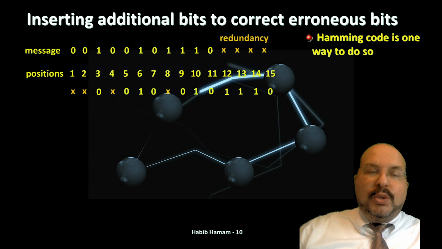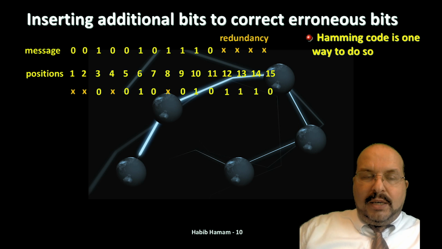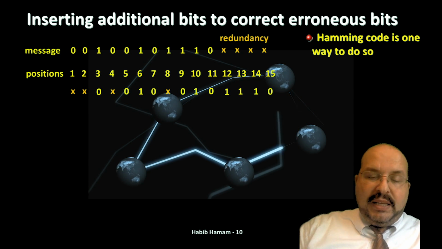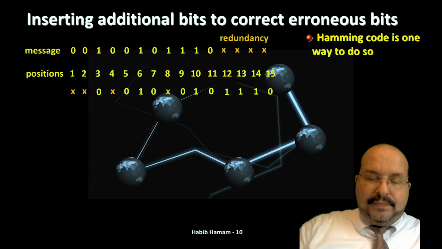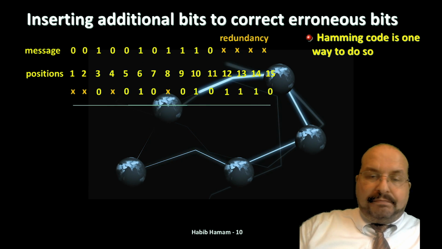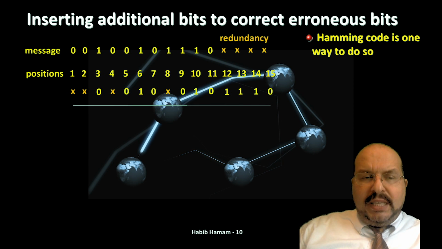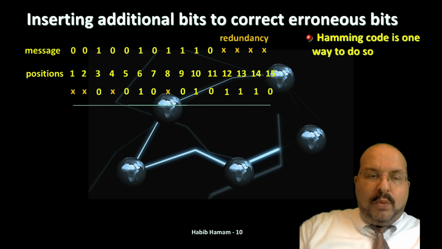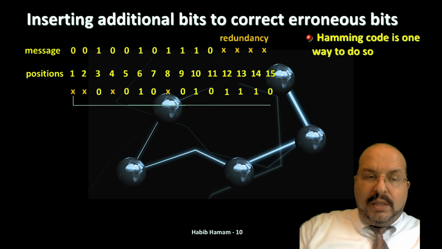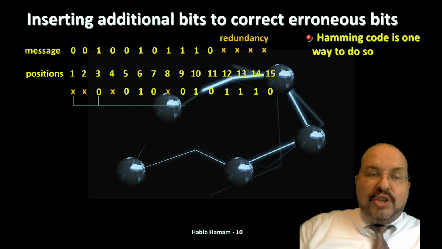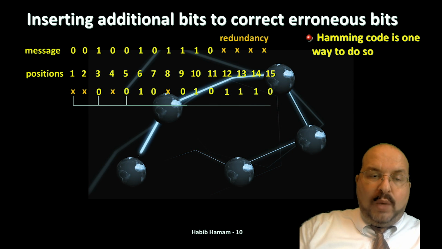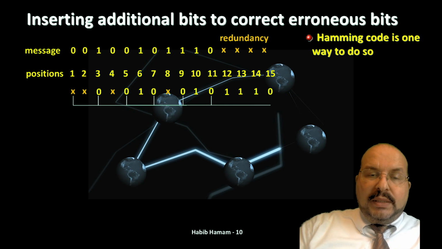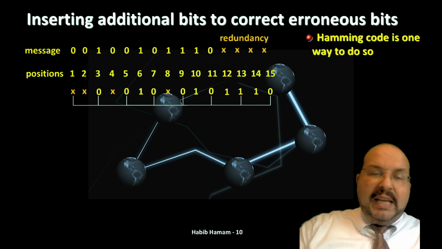Now we have a new sequence of bits, but we have unknown bits which are represented by x, x, x, x. We'll follow the following scheme. We select some positions. We start by position 1. We select 1 and jump over 1. Select 1, jump over 1. Select 1, jump over 1 until the end.